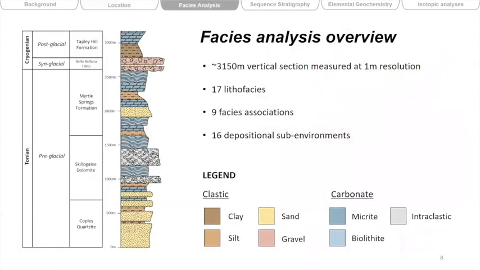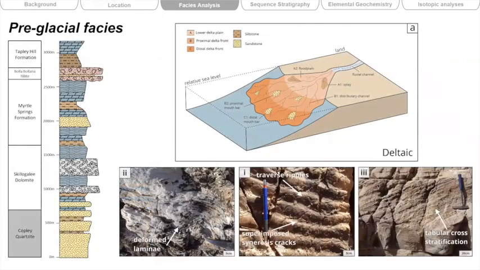Just as a quick overview of the facies analysis, we measured an over 3,000 metre vertical section at 1 metre resolution. From this, we identified 17 lithofacies, 9 facies associations, and 16 different depositional sub-environments. The Copley Quartzite was interpreted as a deltaic setting, made up of tabular cross-stratified sands in the lower delta plain, rippled sandstones with syneresis cracks in the proximal delta front, and then at the distal delta front, we had the finer material comprised of deformed laminated silts.